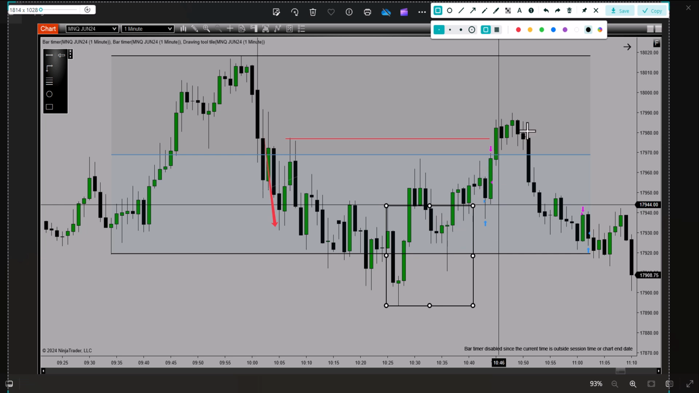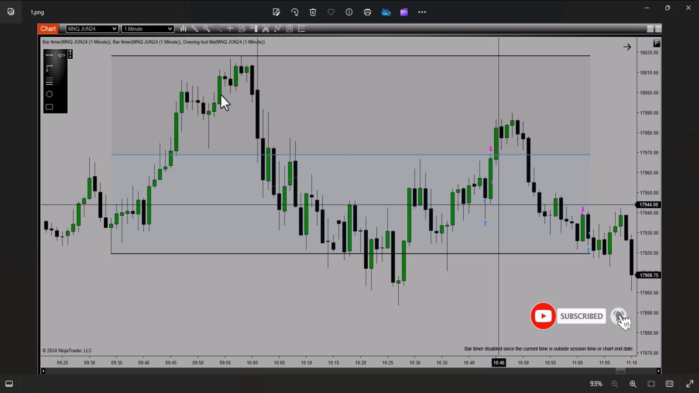It is pushing price to the upside to liquidate these highs right here, to maybe the 50% and then reject, right? Or maybe the origin of the move and then inject. Either way, we are trading higher. So that's the direction on the 1 minute time frame.